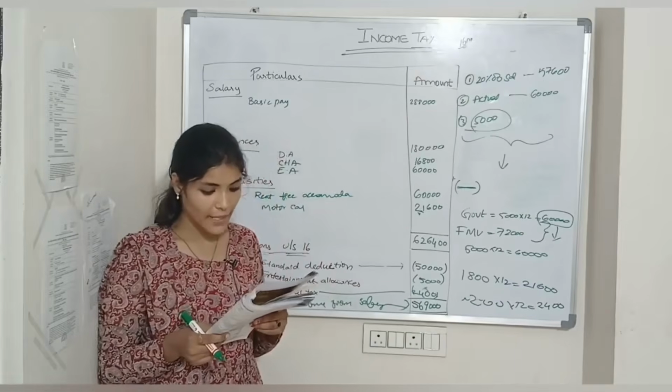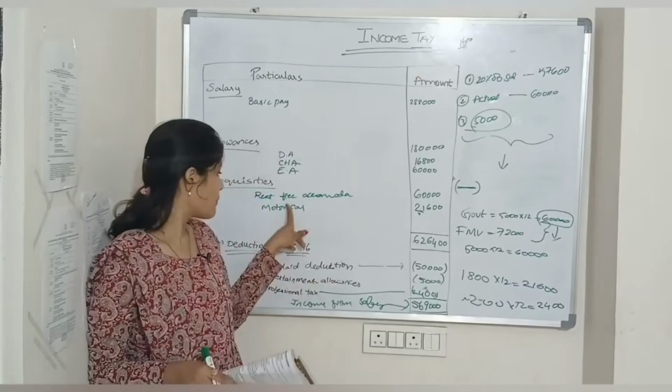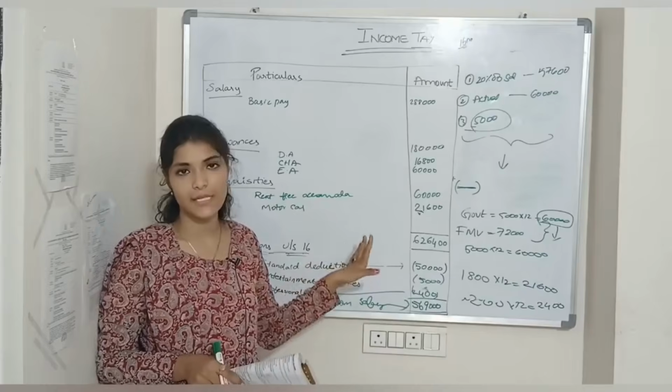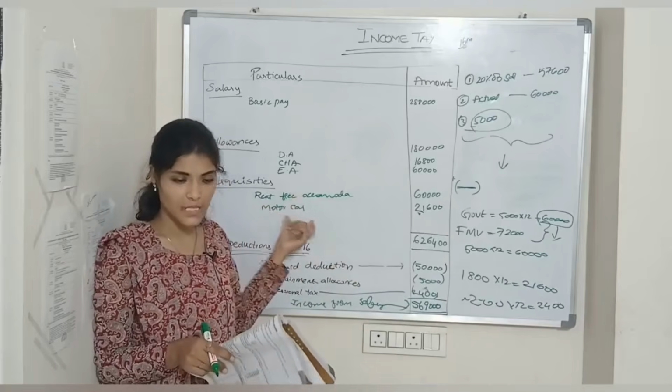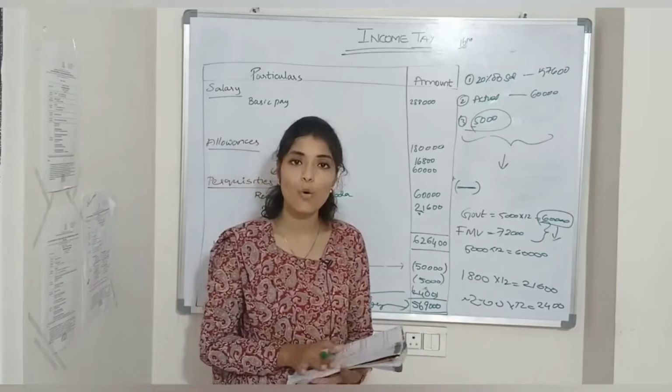Okay. Employee paid club bill and electricity. Club bill and electricity is his personal thing. It will come under the section of perquisites. You need to write that. Okay. This question is homework.